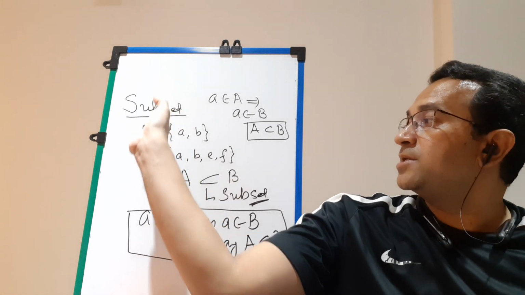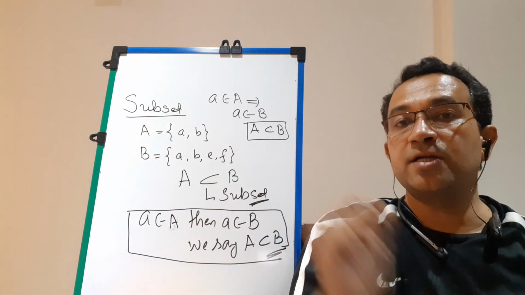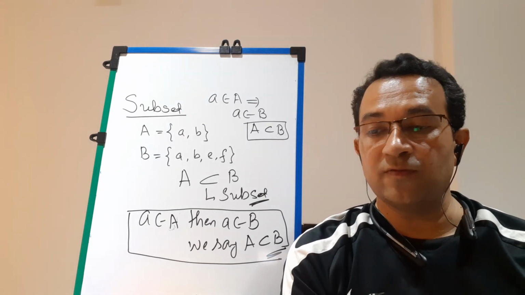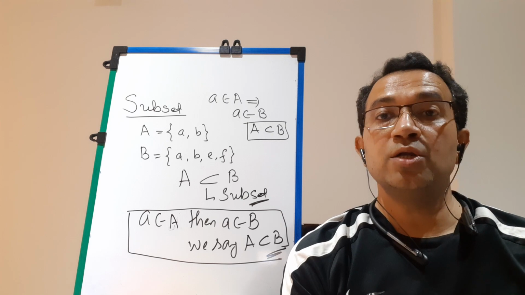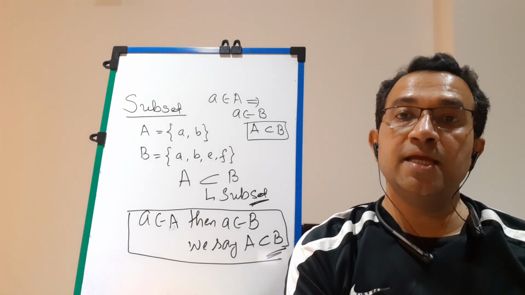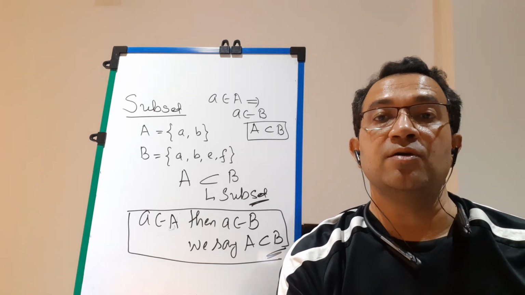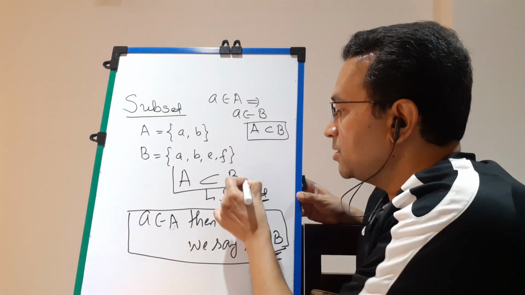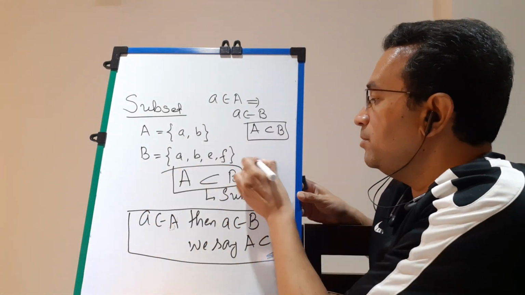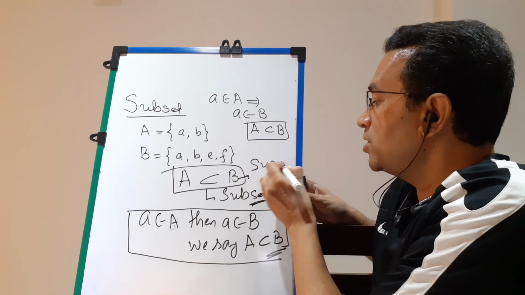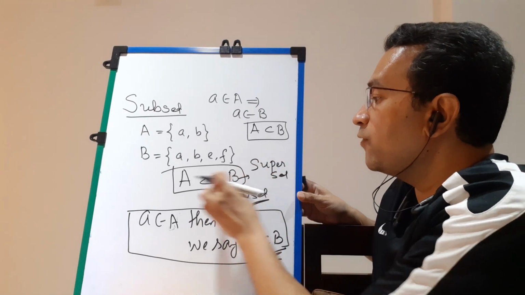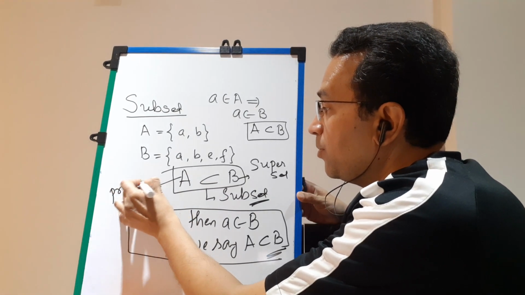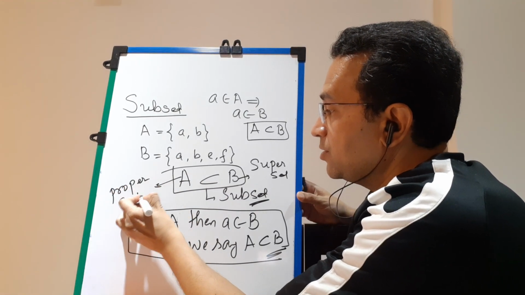Now for non-empty sets A and B, if A is a subset of B, then students, B is called a superset of A. B is called a superset of A and A is called a proper subset of B. So in this relation, A subset of B, B is called a superset of A and A is called a proper subset of B.